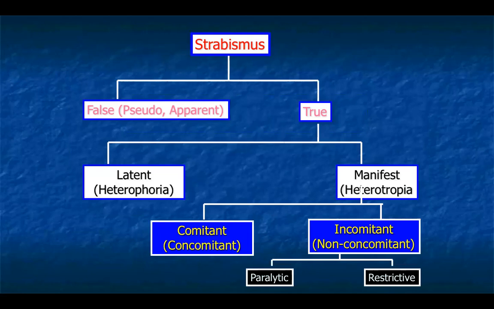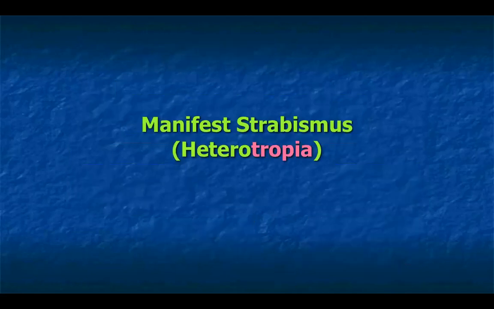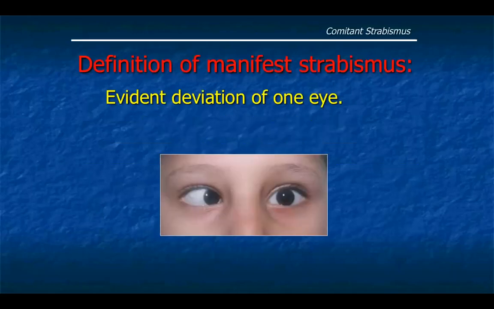The second type of strabismus is the manifest strabismus or the heterotropia, which could be comitant or incomitant. Manifest strabismus or heterotropia is an evident deviation of one eye. The patient comes into the clinic with the appearance of squint, and it's a true squint. As seen in this child, the right eye is deviated inwards and the left eye is straight. So this is a true manifest esotropia.